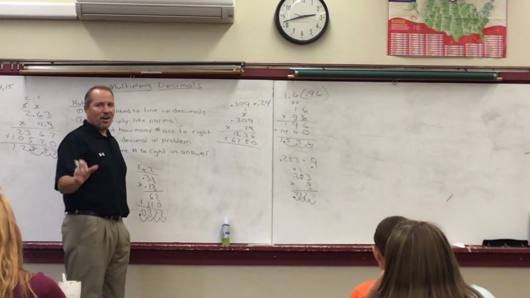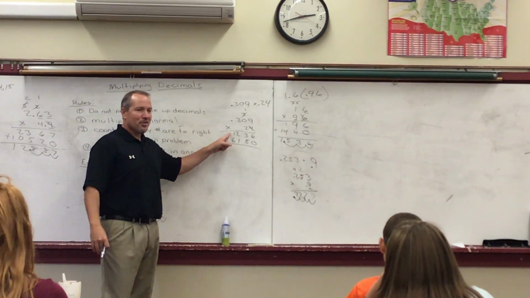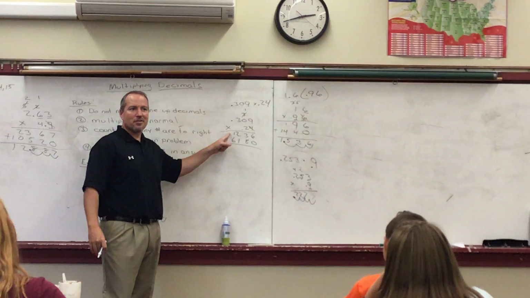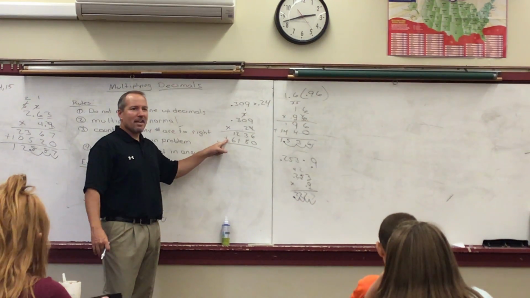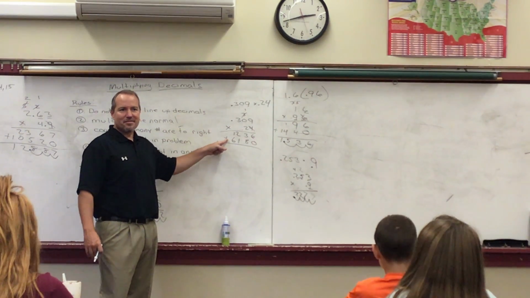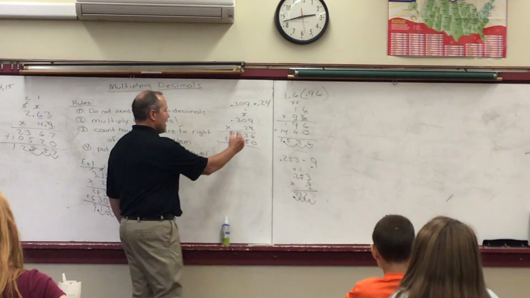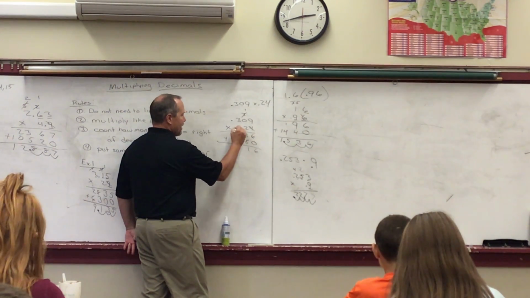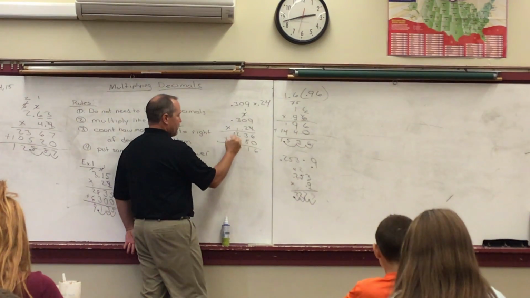Add them up. So far, you should have 1,236 on the first line, 6,180 in the second line. Now 6 and 0 is 6, 8 and 3 is 11, carry the 1, 2, 3, 4, 6 and 1 is 7.